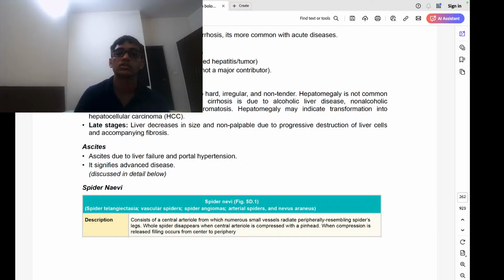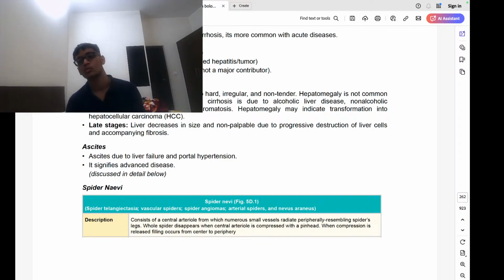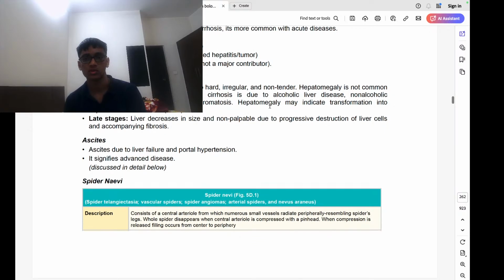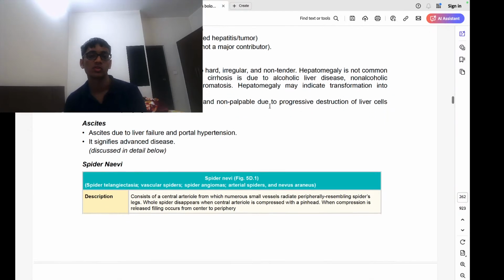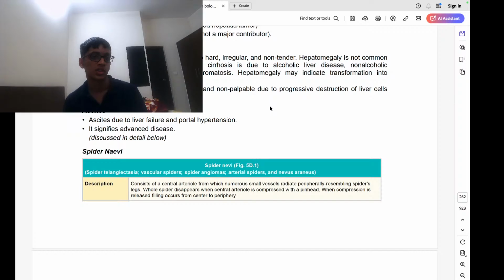Hepatomegaly. So early signs: the liver will be enlarged and firm to hard. It will be irregular and non-tender. Hepatomegaly is not common in cirrhosis, but it is common when the cirrhosis is due to alcoholic disease, non-alcoholic steatohepatitis, NASH, and hemochromatosis. Hepatomegaly may indicate transformation into hepatocellular carcinoma.